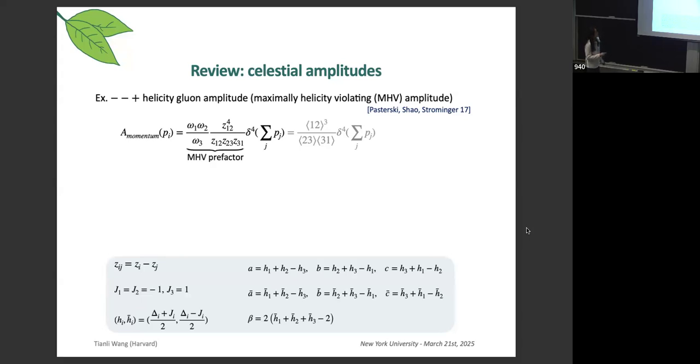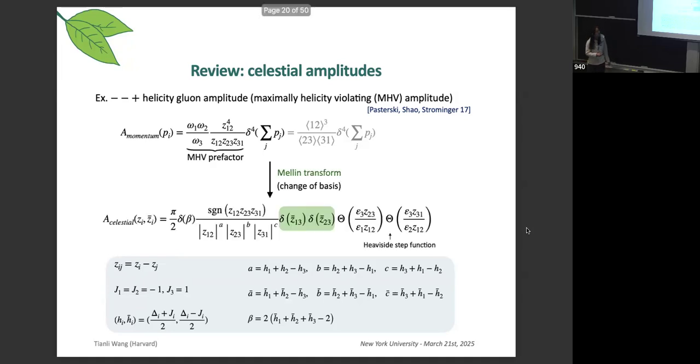At 3-point, this is just a simple prefactor involving the energies of the particles and the z's, which parameterize the direction of the null momenta, where z12 is just z1 minus z2 and so on. And there's, of course, the momentum conservation delta function. I also wrote this in spinor helicity notation for those familiar with it, but I won't be using this notation in my talk.